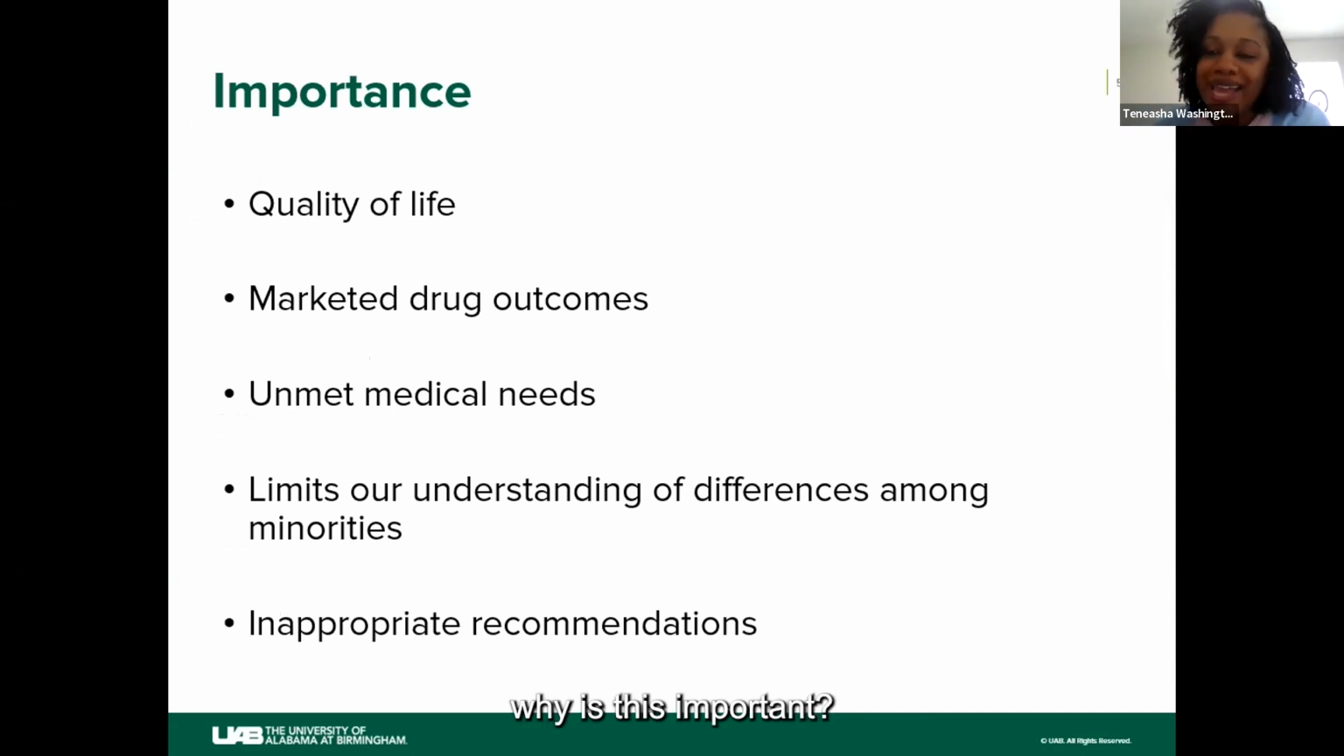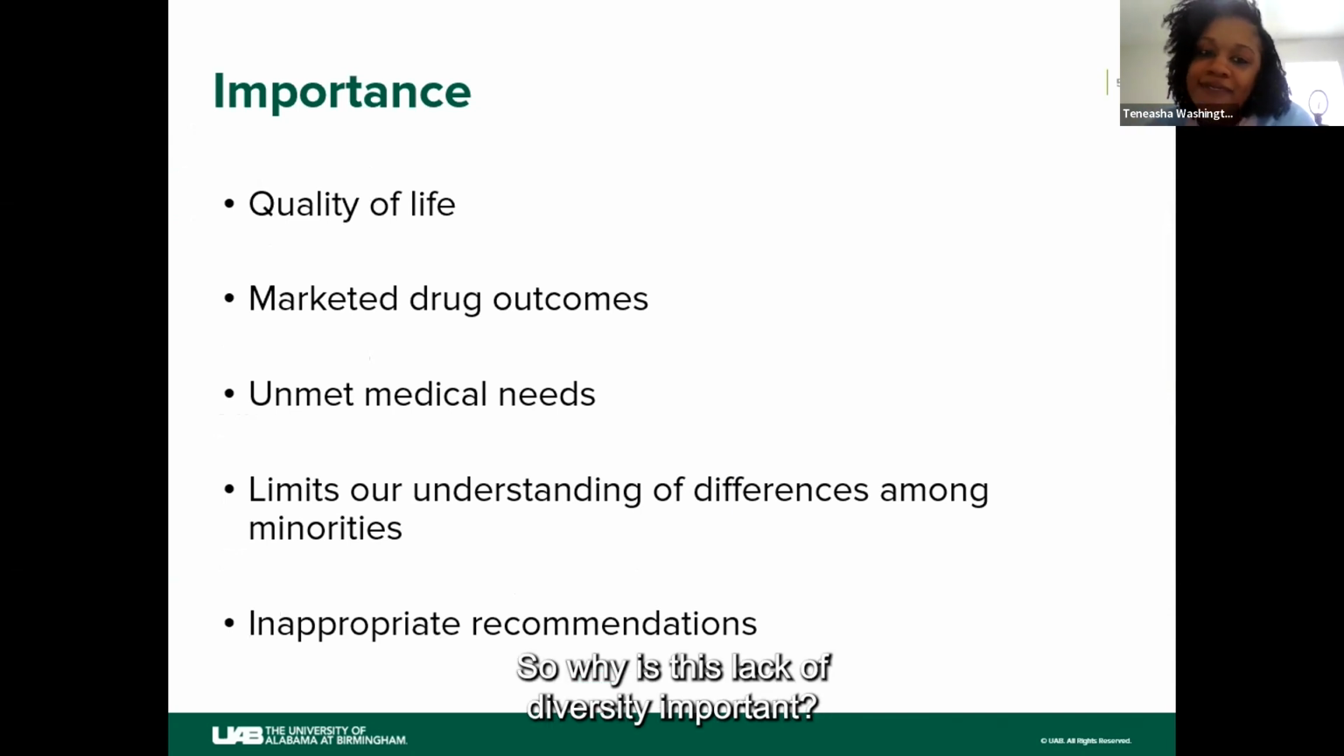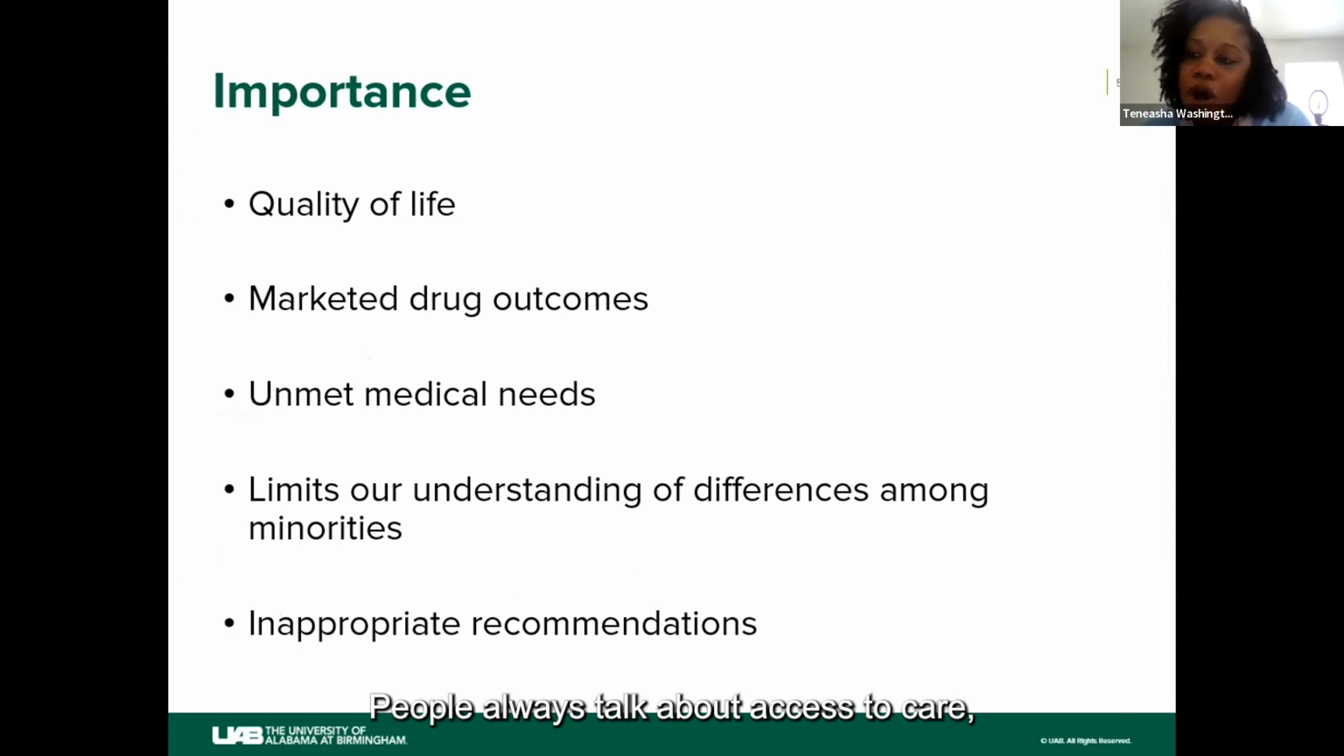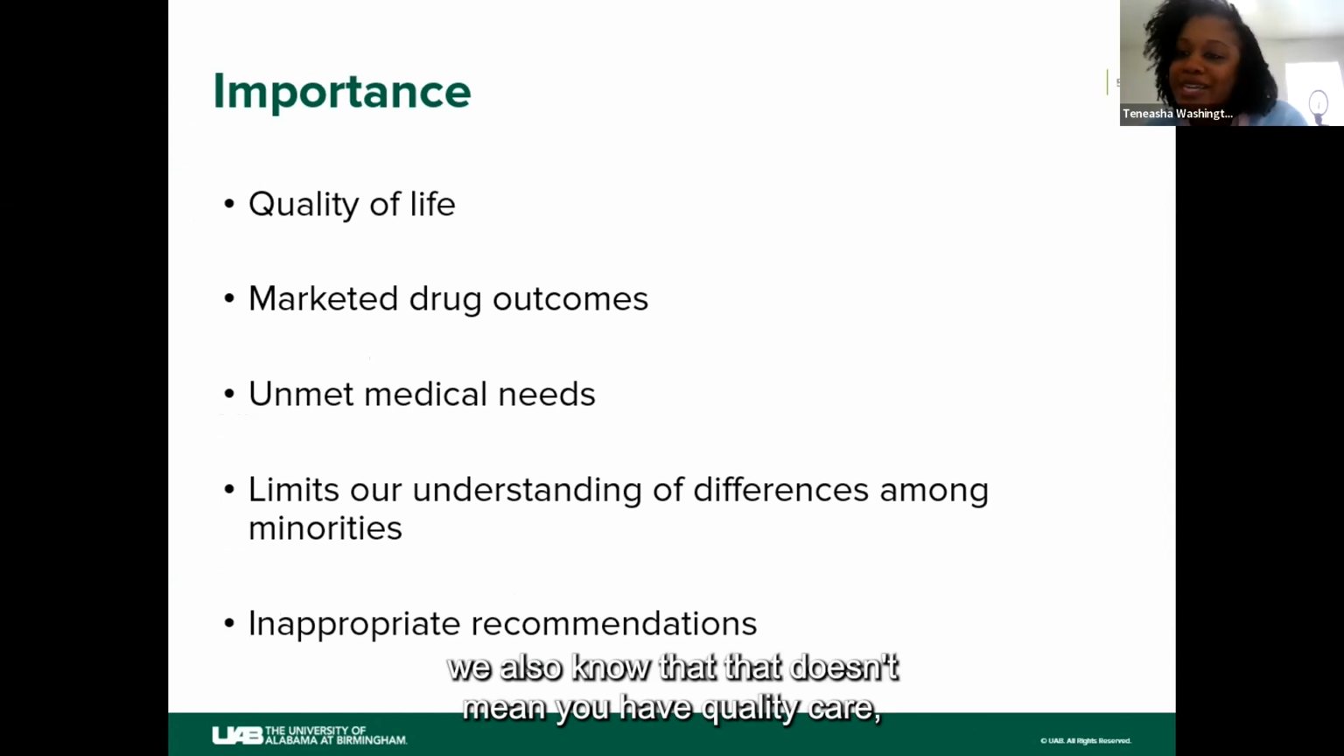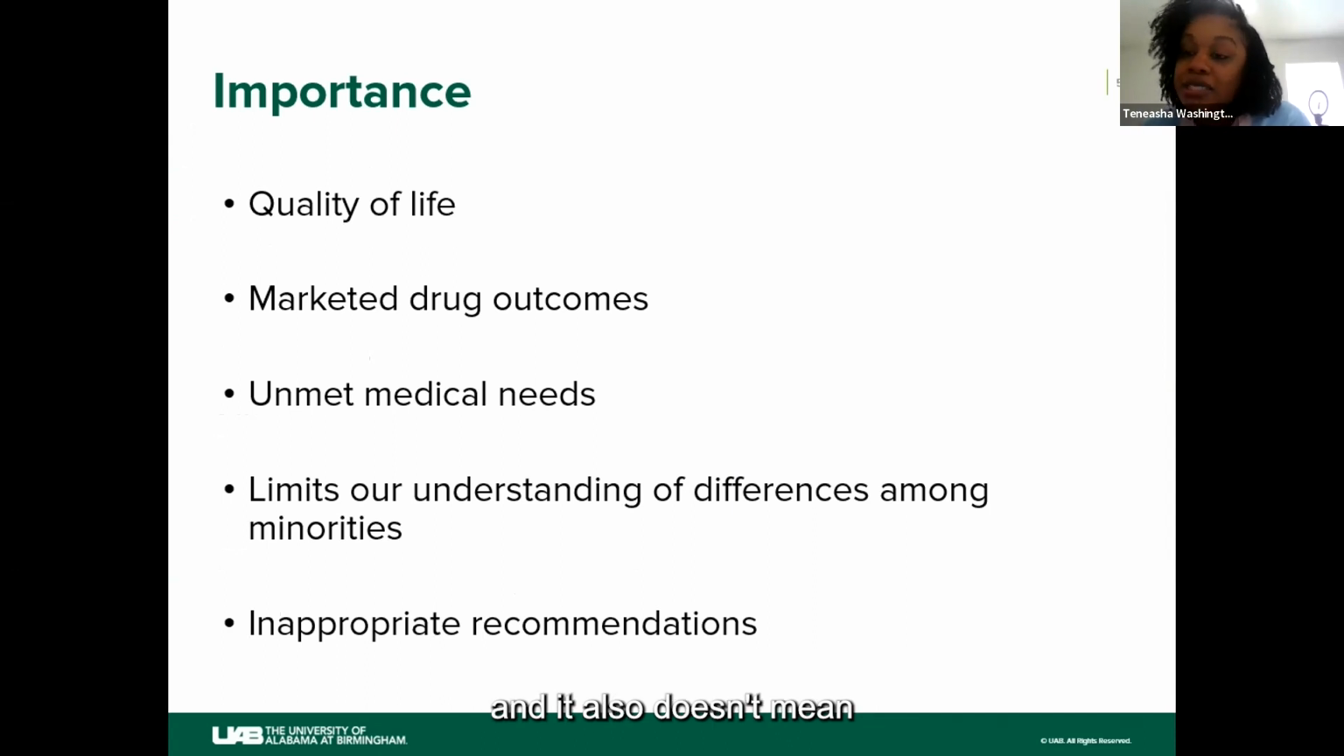So why is this important? Why is this lack of diversity important? People always talk about access to care, but just because you have access to care, that doesn't mean you have quality care. And it also doesn't mean that you have a good quality of life.